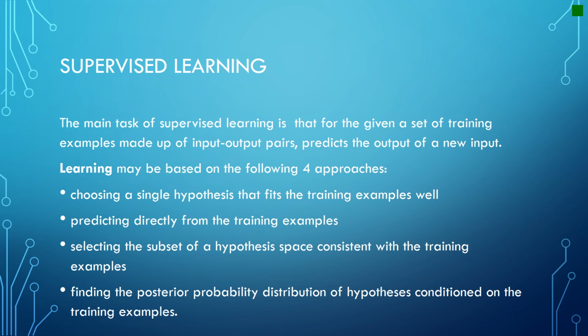The main task of supervised learning is that for the given set of training examples made up of input-output pairs, it predicts the output of a new input. Learning may be based on the following 4 approaches.